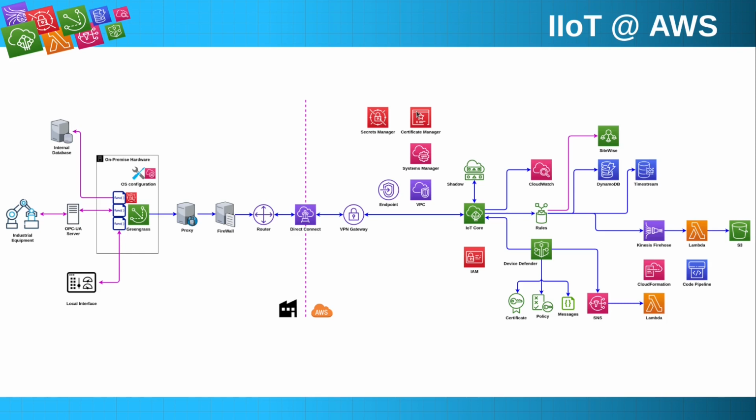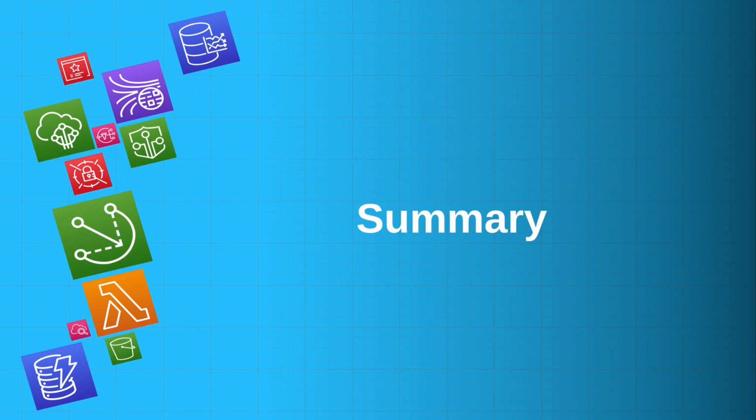SiteWise is a dedicated service to collect and manage data from industrial equipment. It allows you to easily model physical assets and compute common industrial performance metrics. You can use it to group sensor data from multiple production lines and present it on a dedicated portal using SiteWise Monitor. So let's summarize what we covered.